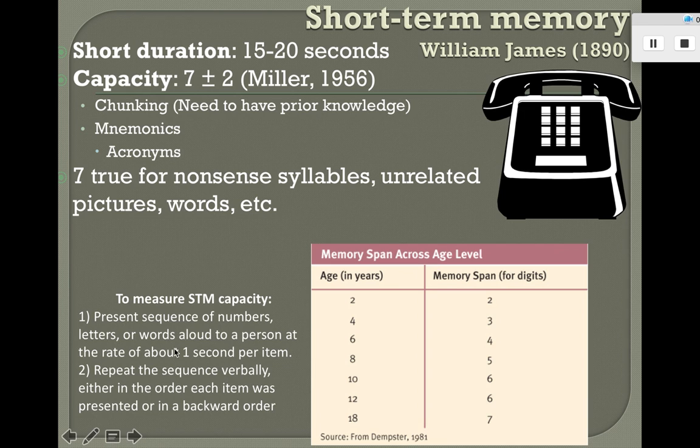If we look here at this specific column with age, this is the age of individuals when they're tested at 2 years of age, 4, 6, 8, 10, 12, and 18. You'll notice that as we get older, our memory span for digits, individual units, starts approaching that of 7 plus or minus 2. Very young children, their memory span is not very good. They can hold about 2 units, about 2 digits if you're giving it to them, but 2 units more specifically.